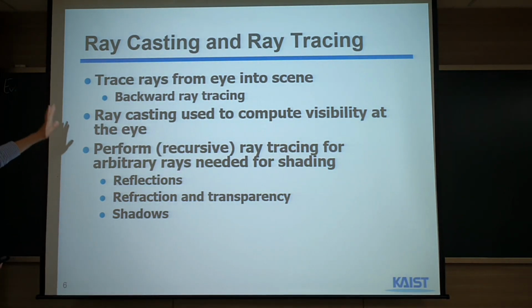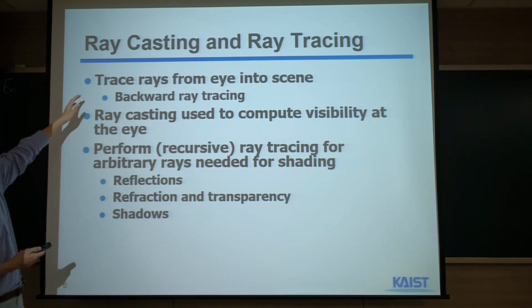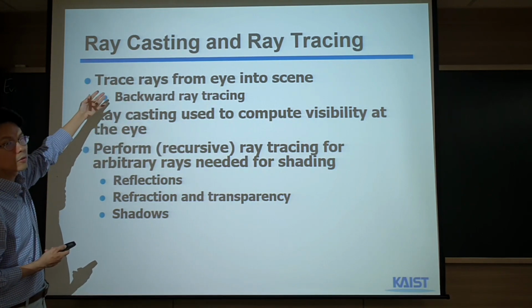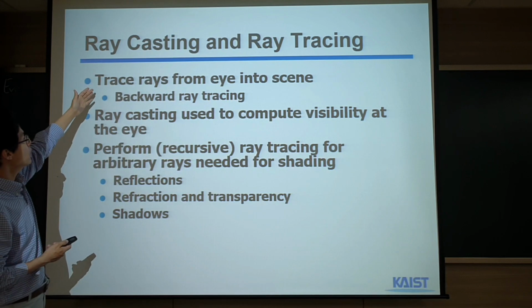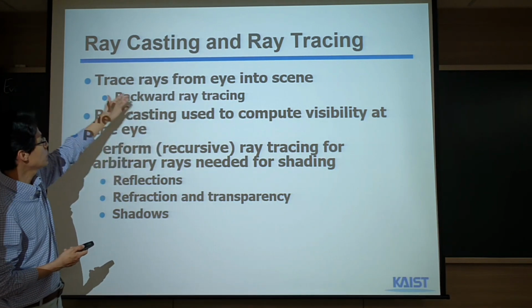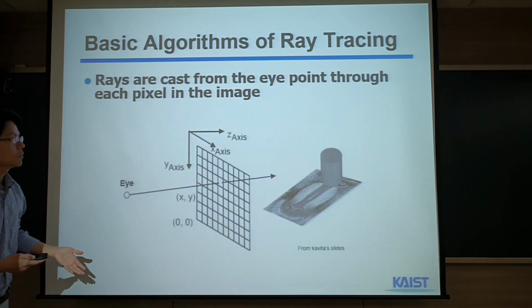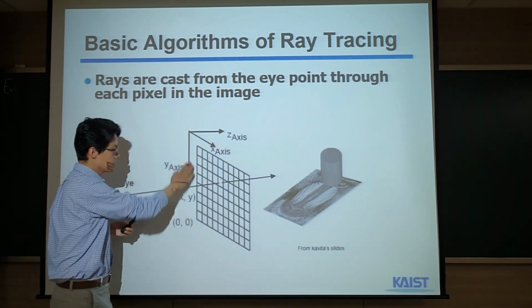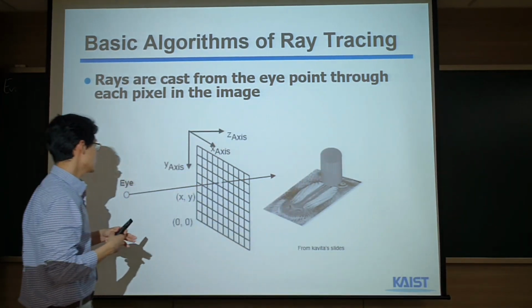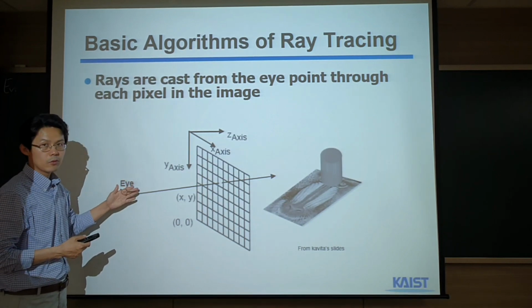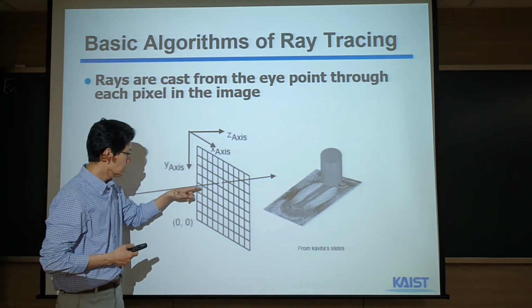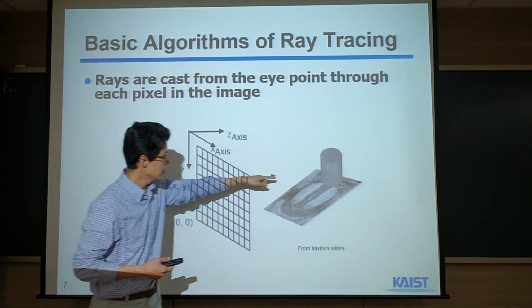So these are the general ideas of raycasting and ray tracing. Ray tracing is nothing but using raycasting in a recursive way. We trace rays from the eye into the scene, so this is backward ray tracing. Let me show why. This is showing the basic algorithm of ray tracing. This is our eye, and this is the image plane. There are 3D models. We generate a ray. This is the primary ray. We generate the primary ray from the eye to pass through the center of each pixel, and so on.